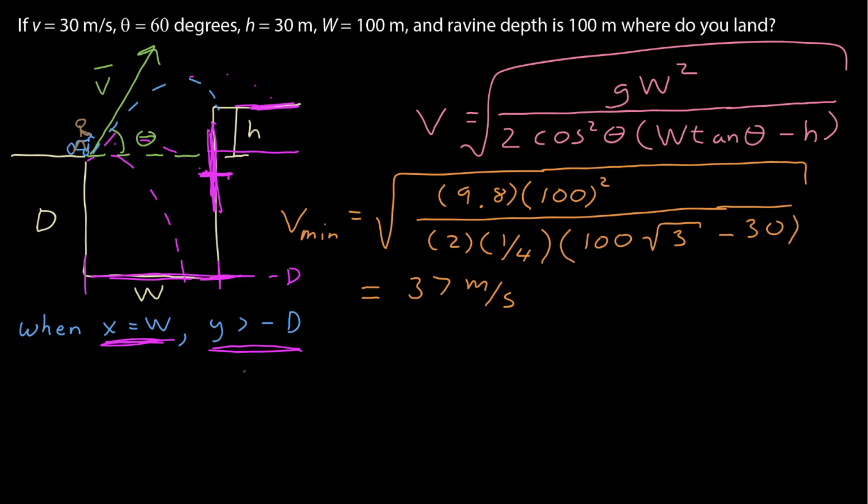What does falling to the bottom look like? Well, that says that when y reaches negative d, the x hasn't yet crossed the entire width. X is less than w. So if either of these are satisfied, then I know whether we hit the wall or fell to the bottom.